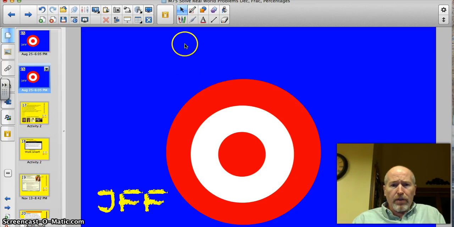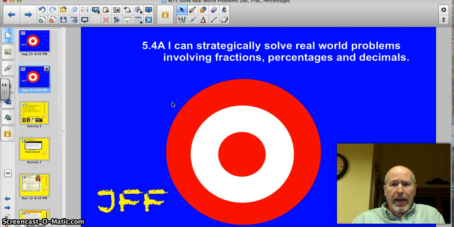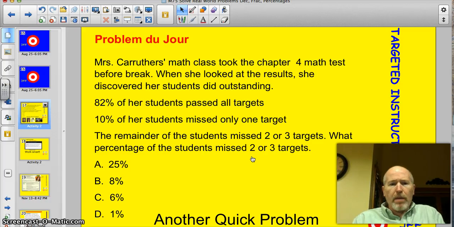First of all, our target for the day officially is 5.4a. I can strategically solve real-world problems involving fractions, percentages, and decimals. Let's do this thing. Alright, the problem of the day.